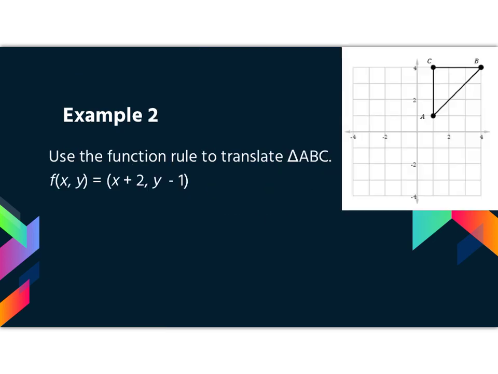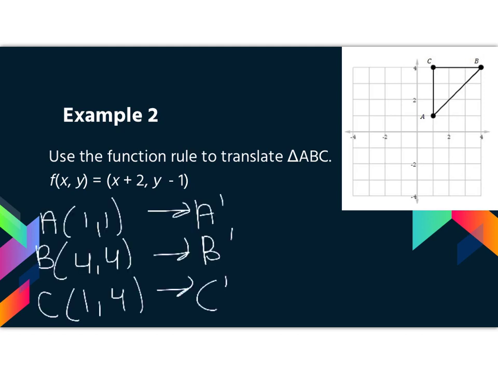In this example, we're going to use the function rule provided to translate the triangle ABC. So to do that, there are 2 ways. So one way is to find the actual coordinates of A, B, and C and use the function rule. So A is located at (1, 1). So to find the coordinates of A prime, I add 2 to the x value and subtract 1 from the y value. So 1 plus 2 is 3. And 1 minus 1 is 0.